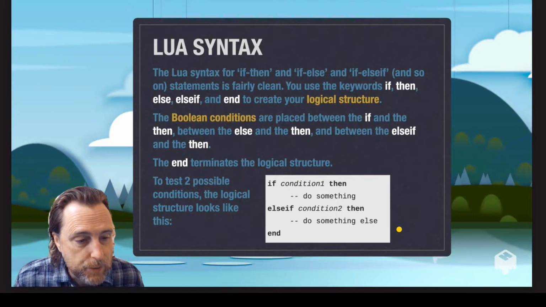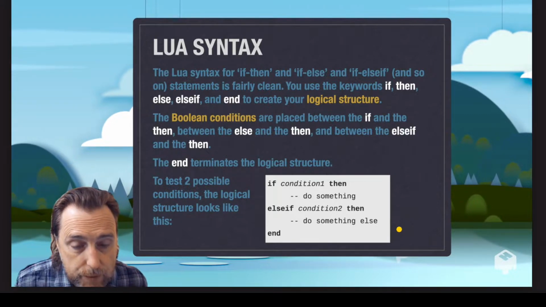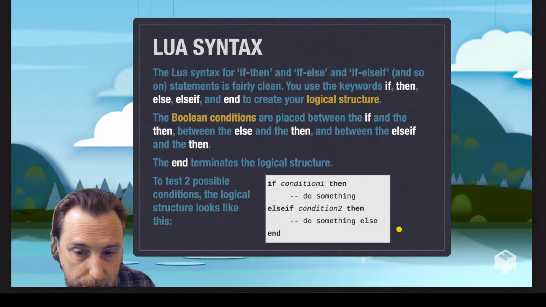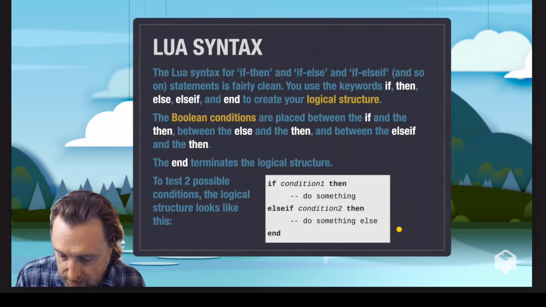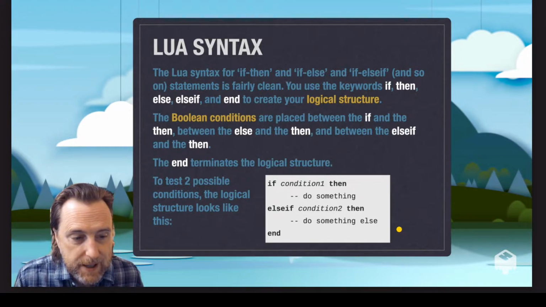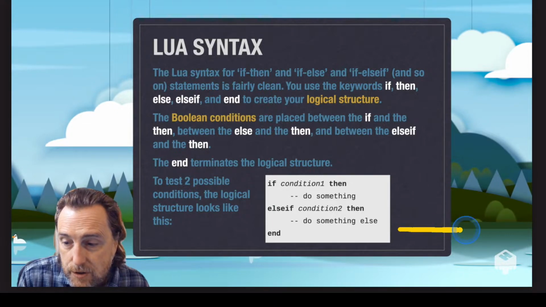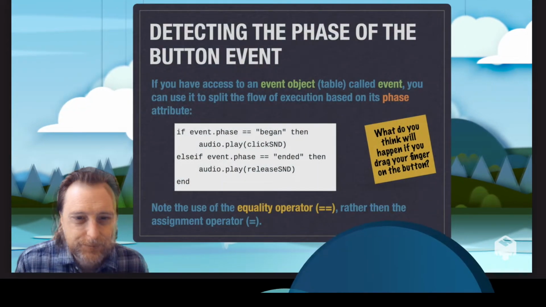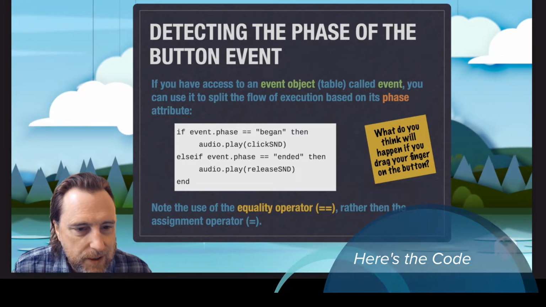So if you had a situation where you wanted to respond to condition 1 if it was true, but then you also wanted to respond to condition 2 if it was true, then you wouldn't want to use this if, else if structure. You would want to use two consecutive if statements. In any case, for our needs here, the phase cannot be both began and ended. So you're guaranteed that either condition 1 or condition 2 is true, and it's not possible that they both could be true.